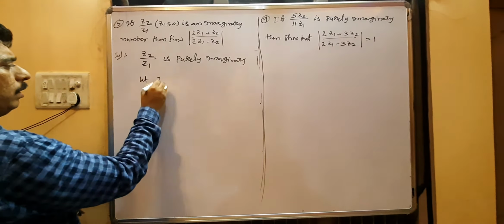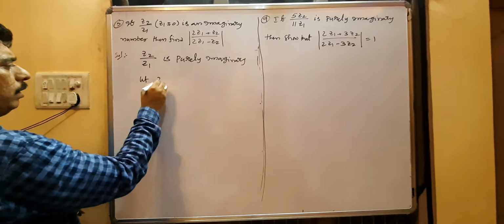Now coming to the ninth one. What is given? 5z2 by 11z1 is purely imaginary. That means you can take 5z2 by 11z1 is I into k. You have to find the z2 by z1 value. So 5 by 11 bring to the right side. That implies z2 by z1 is 11 ik by 5.